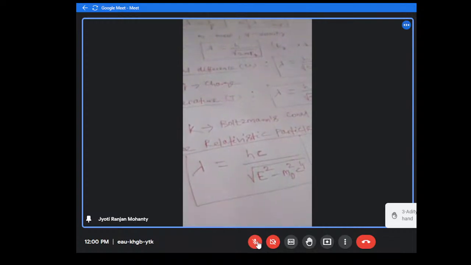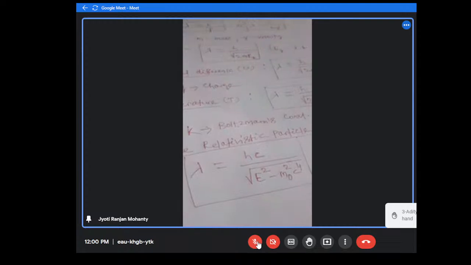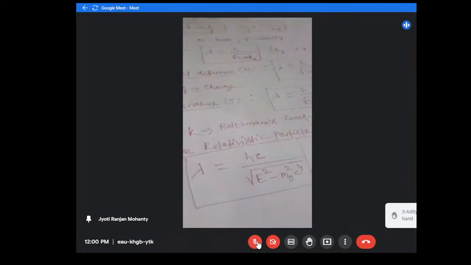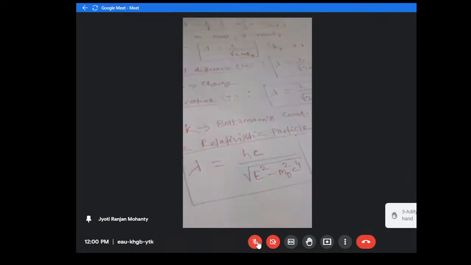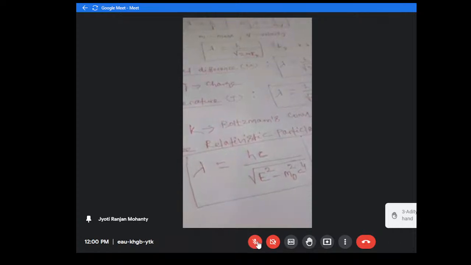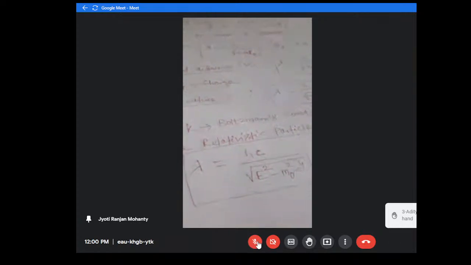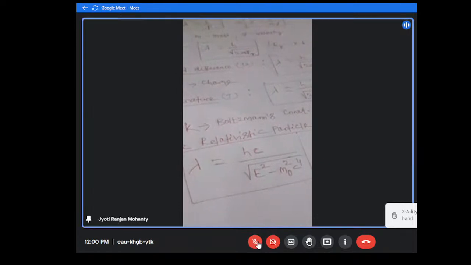Aditya Kumar. Yes, sir. Lambda is equal to h by root over 2m Ek, where Ek is the kinetic energy. Very good. Okay. Next, Subhalakshmi Behra.